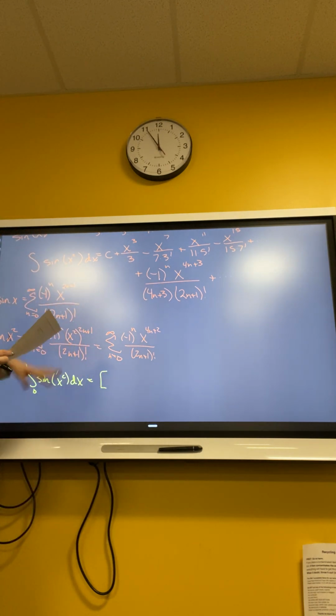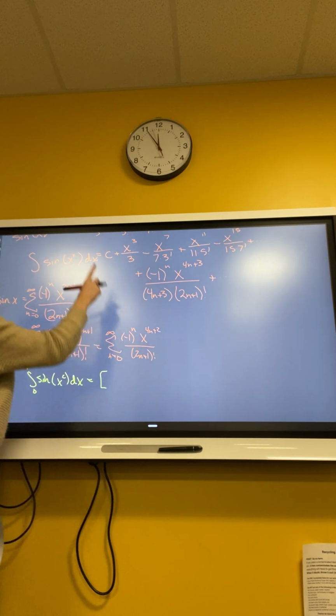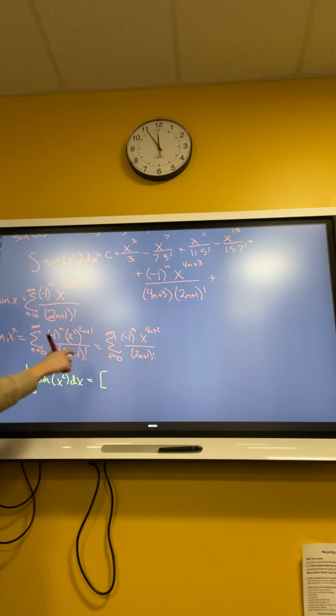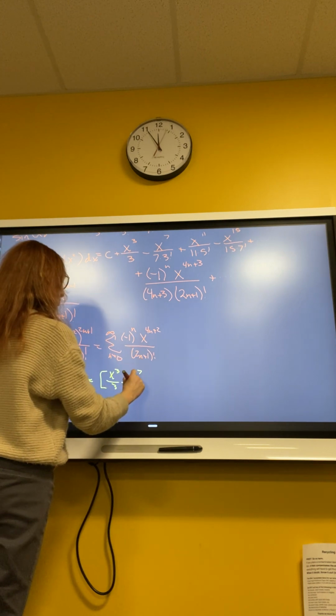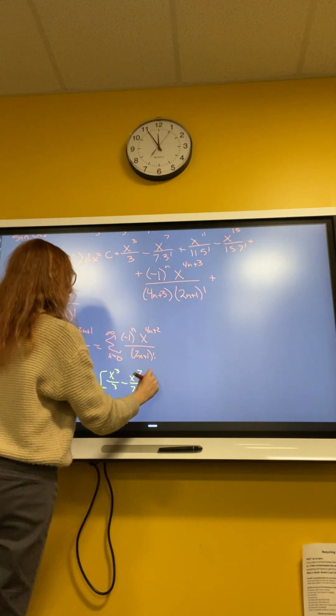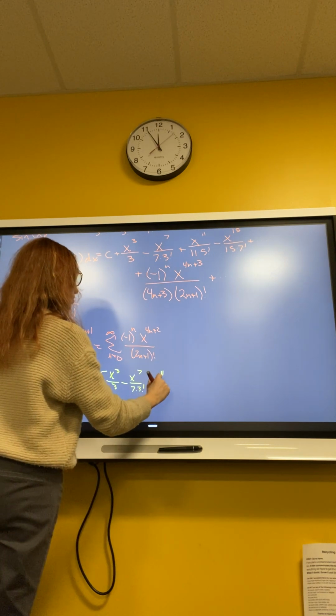So this is just going to look just like that, except I don't need my plus c anymore because I have bounds now. So x cubed over 3, x to the 7th over 7 times 3 factorial. I have that out of space.